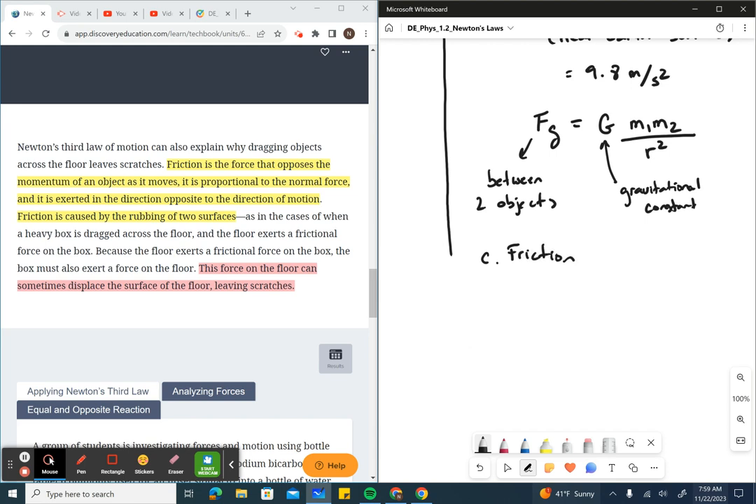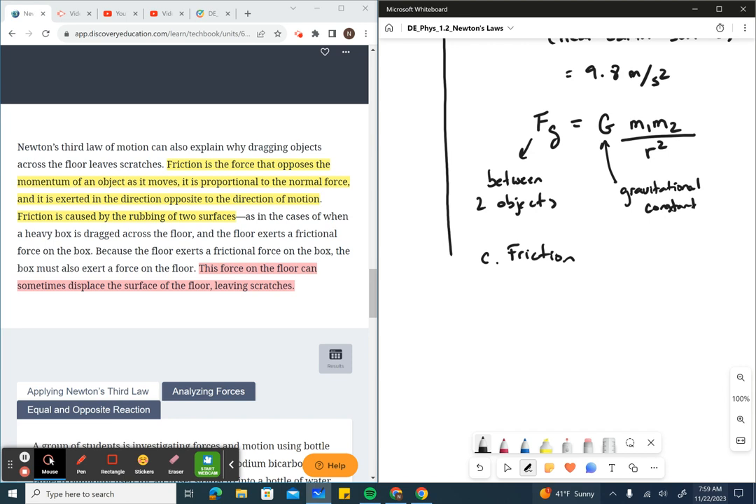And what can we say? Friction is the force that opposes the momentum of an object as it moves. It is proportional to the normal force, and it is exerted in the direction opposite to the direction of motion. And friction is caused by the rubbing of two surfaces.